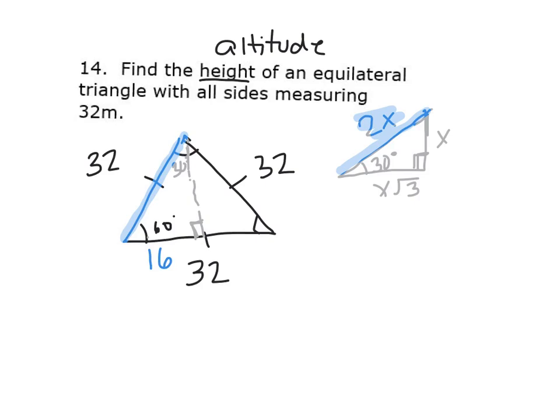Now we can go ahead and find our altitude. Our altitude in the picture is represented by the long leg because it's across from that 60-degree angle. Across from the 60-degree angle in the formula, that side is represented by x square root of 3. We know our x value is 16, which means our altitude or our height is 16 square root of 3.